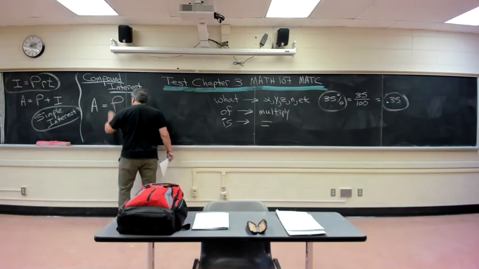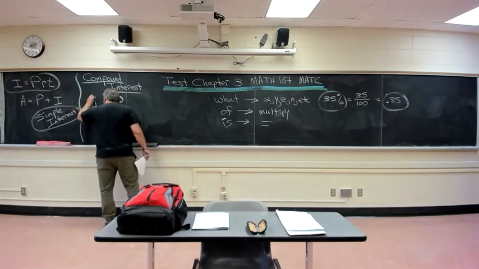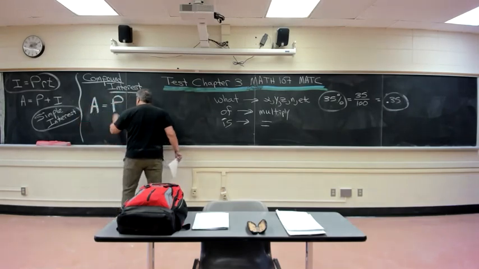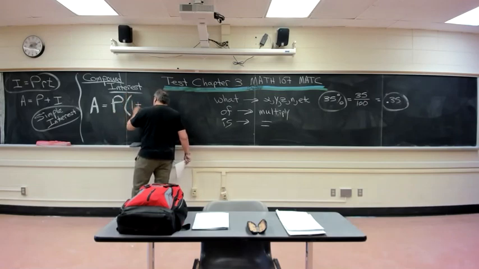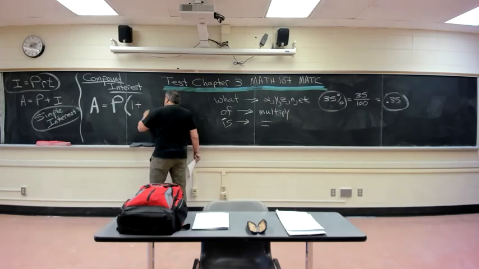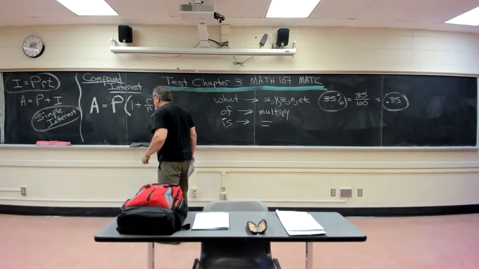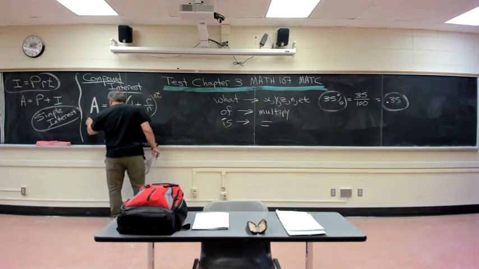P is the initial investment, the principal, multiplied by 1 plus R over N, to the NT. A is the final amount.